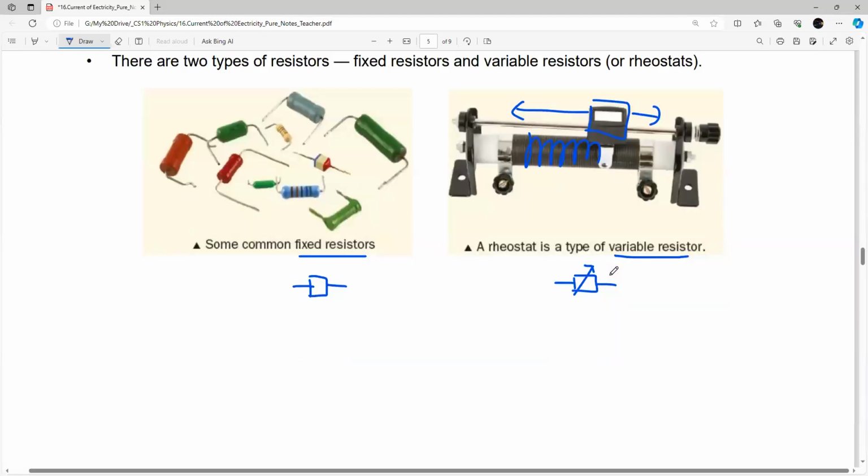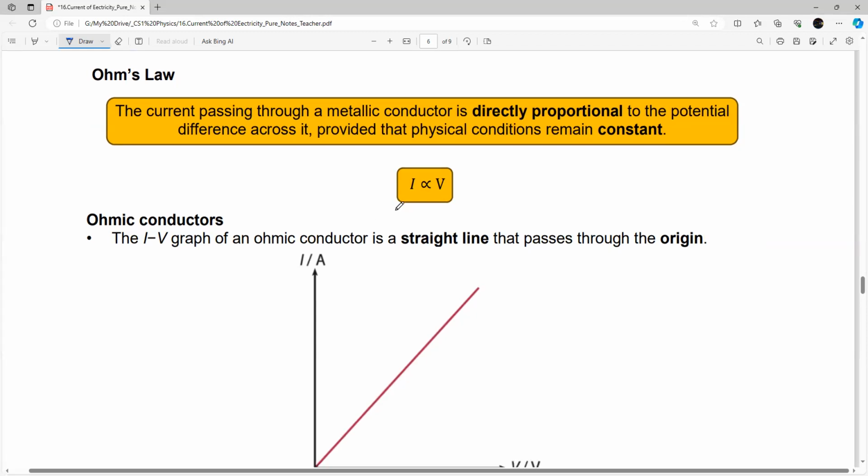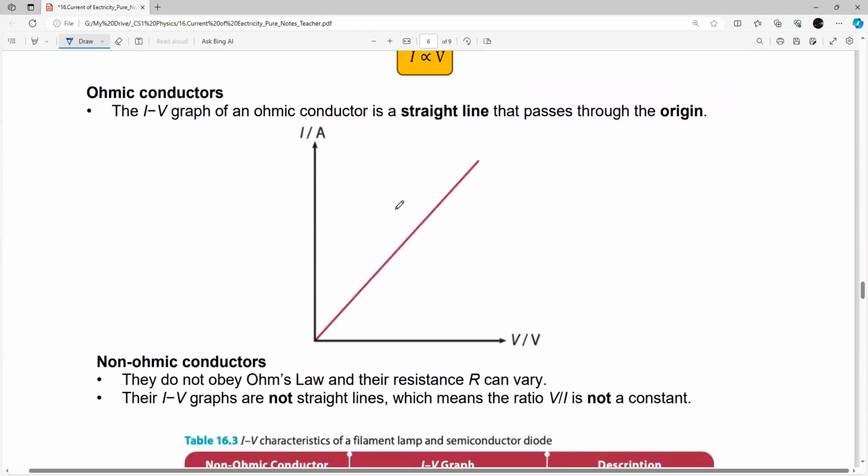Next, Ohm's law. Ohm's law states that current passing through a metallic conductor is directly proportional to the potential difference across it, provided that the physical conditions remain constant, such as the temperature of the material, the resistivity of the material. If an object is an ohmic conductor, the IV graph, the current against voltage, will be a straight line that passes through the origin. The formula is also given by R equals V over I.